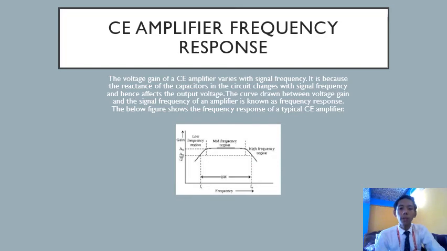CE amplifier frequency response. The voltage gain of a CE amplifier varies with signal frequency. It is because the reactance of the capacitors in the circuit changes with signal frequency and hence affects the output voltage. The curve drawn between voltage gain and the signal frequency of an amplifier is known as frequency response. The below figure shows the frequency response of a typical CE amplifier.